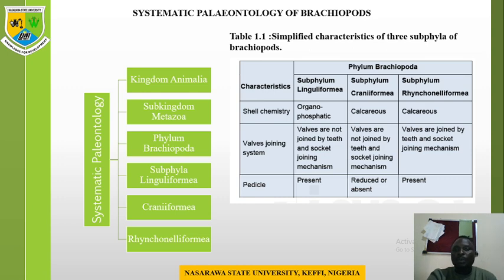So for the Linguliformea, the shell chemistry is composed of organophosphatic materials. And as for the valve system, the Linguliformea valves are not joined by a teeth and socket mechanism. And of course, the pedicle is always present. For the Craniiformea, they are calcareous in terms of chemistry. In the valve joining system, the valves are not joined by a teeth and socket mechanism. For the pedicle in the Craniiformea, you see that the pedicle is reduced or absent. Then for the Rhynchonelliformea, of course, the shell chemistry is calcareous, majorly made of calcite. The valves are joined by a teeth and socket joining mechanism, and the pedicle is usually present.